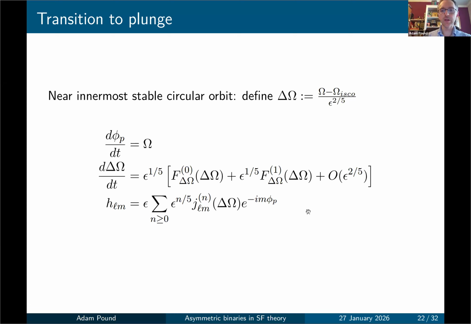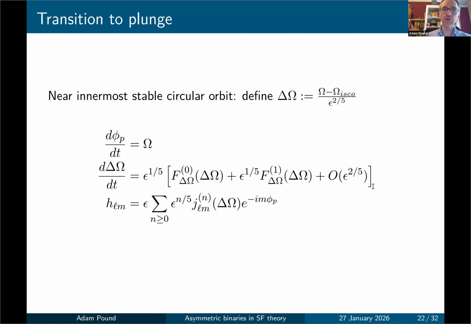What we are doing here is extending it to higher orders with this whole phase space multi-scale construction. Rather than using the orbital frequency, we use a scaled orbital frequency, which zooms in on the innermost stable circular orbit. And rather than integer powers of the small mass ratio, we now get powers of epsilon to the 1/5. But otherwise, the construction is exactly the same. It's just different powers and a slightly different orbital parameter.